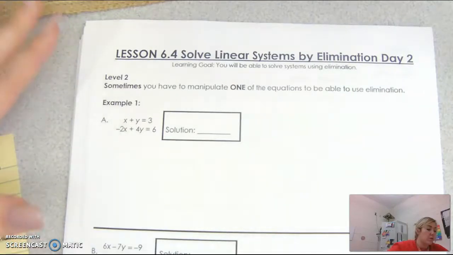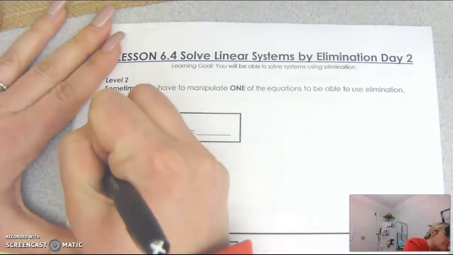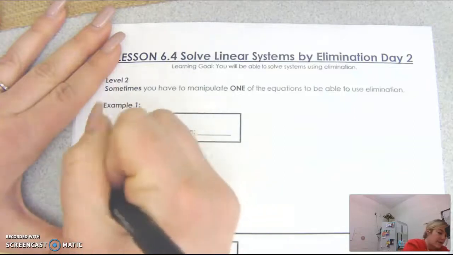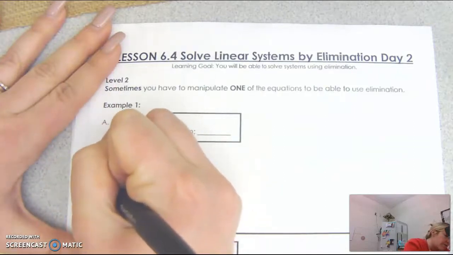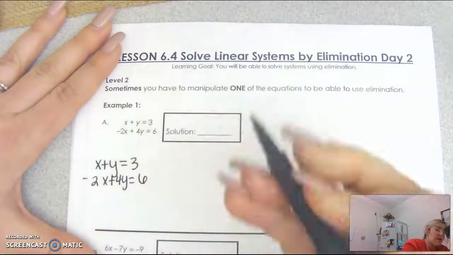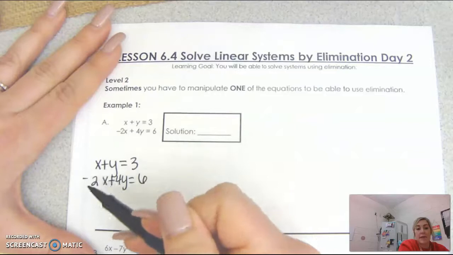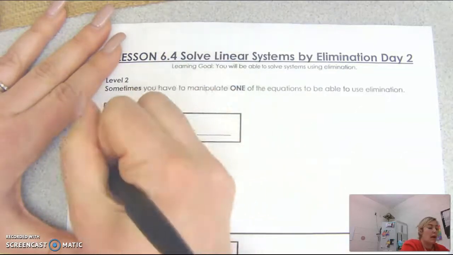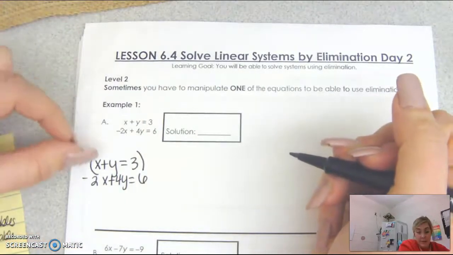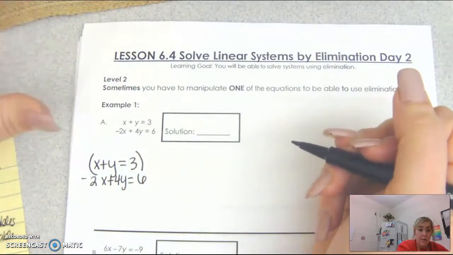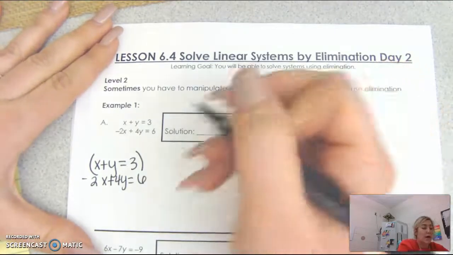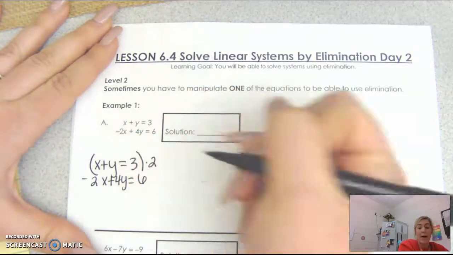So what we're going to do is rewrite the top equation, x plus y equals 3, and rewrite the bottom equation right underneath it. In order to get one of the variables to eliminate, we're going to multiply the entire top equation. I want the x's to cancel. You can get the y's to cancel if you want, but I'm going to do the x's. So in order to get the x's to cancel, I need to multiply the entire equation by positive 2.